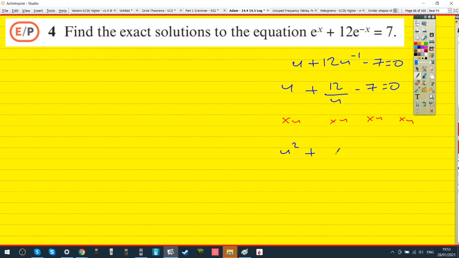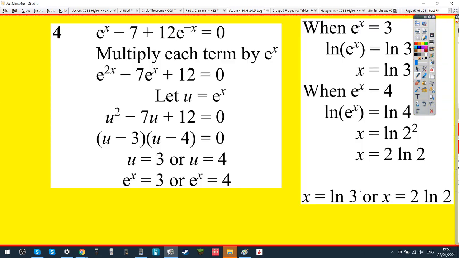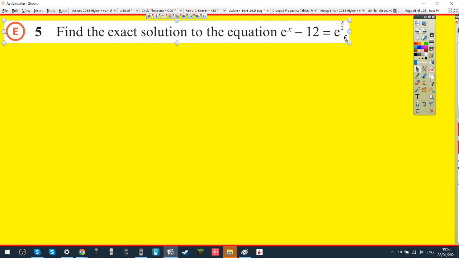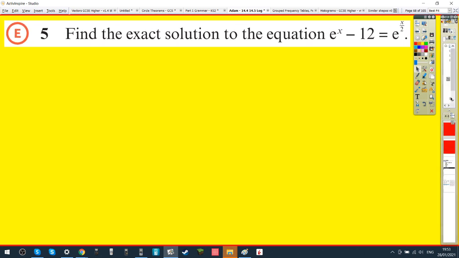Oh, so it'd be u squared minus 7u plus 12 equals 0. Yes. And then it's just normal from there. Yeah. So to get rid of the fraction, you just multiply everything by the denominator. Yep. Okay. Any idea about this one?